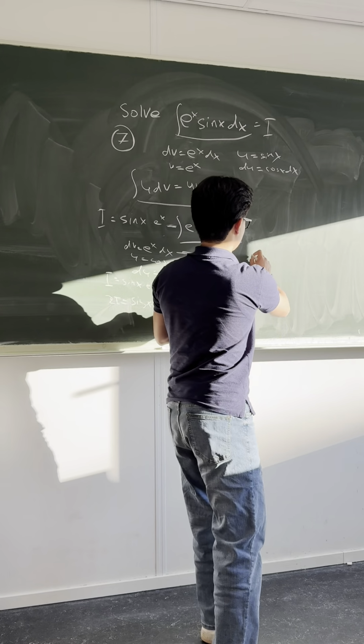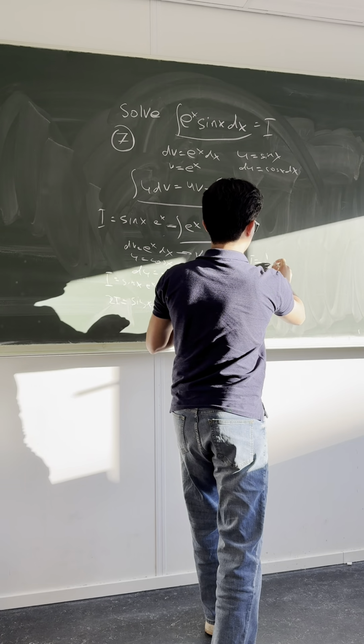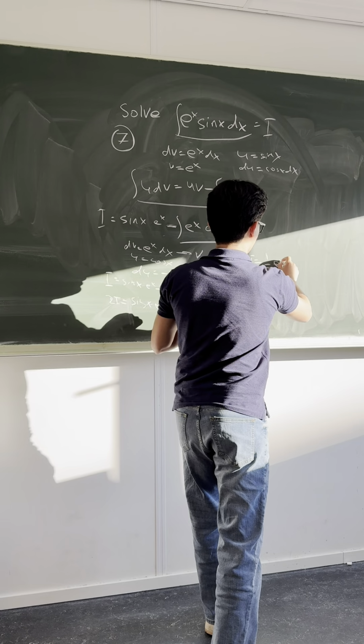Finally, I get that I is equal to 1 over 2 e to the power of x times sine x minus cosine x. And this is how we solve this integral. Oh my god. Plus c.